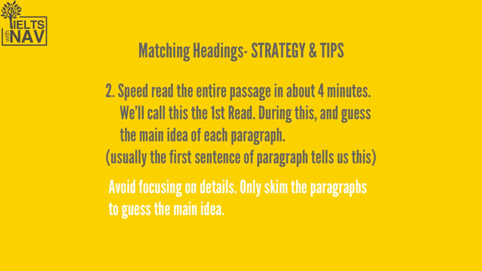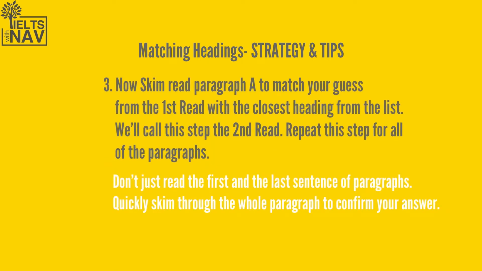Reading the paragraphs only once is not going to be enough. The first read is to guess the central idea of our paragraphs. We'll read it again to determine the correct heading from the list provided. So once you've read all of the paragraphs, now come back to the list of headings. Start with paragraph A and go through that entire list of headings and see which is the most suitable heading for this paragraph. See which is the closest to the central idea that you had guessed for this paragraph. Repeat this for all of the other paragraphs as well.